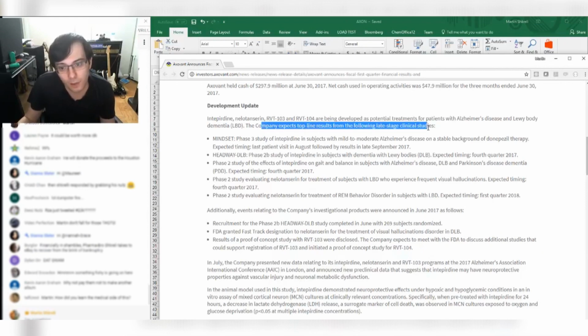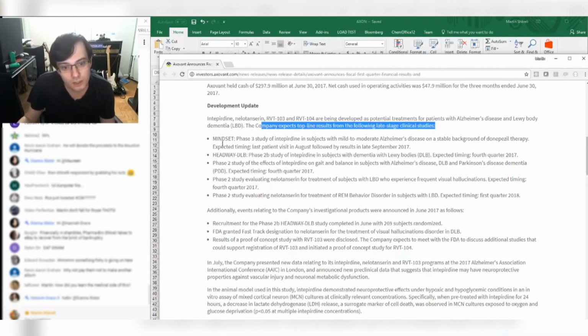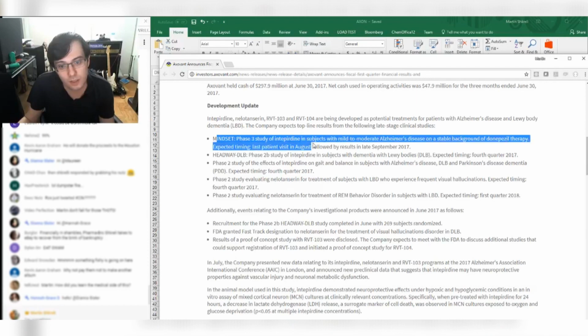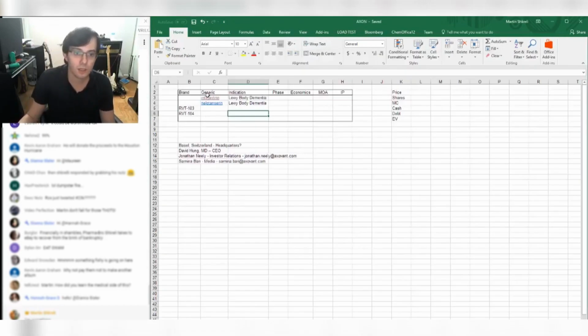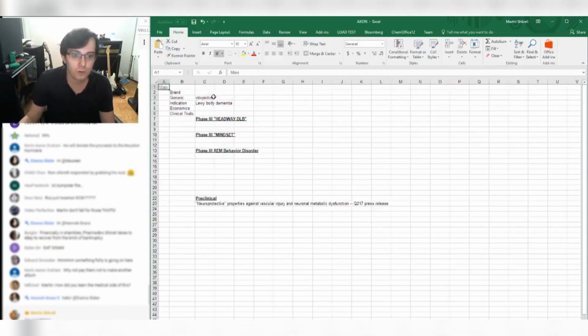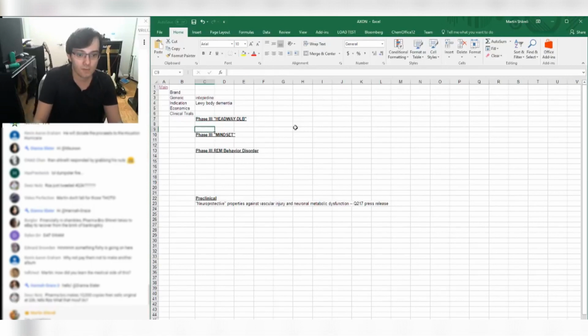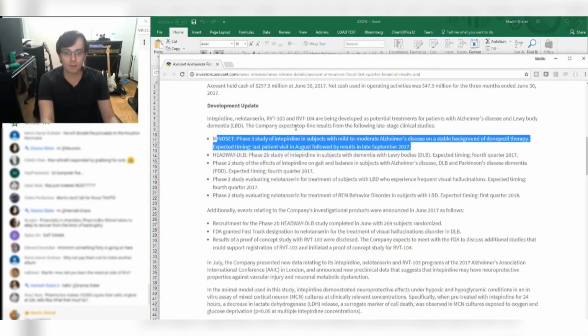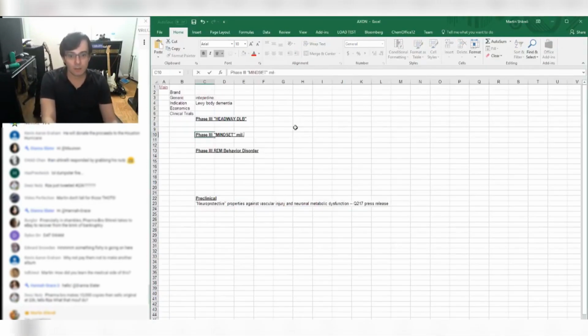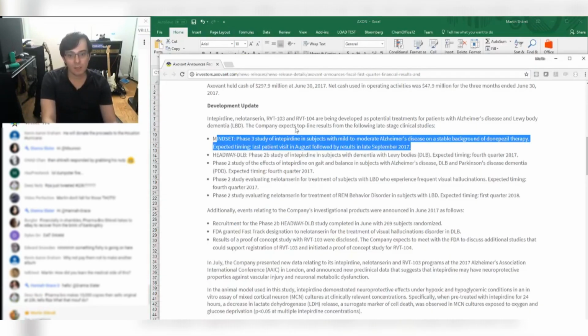The company expects top-line results from the following late-stage clinical studies. Mindset, a phase 3 study of interberdine in patients with mild to moderate Alzheimer's disease. Okay, so let's do that. Interberdine. Okay. So Mindset, phase 3 Mindset in mild to moderate Alzheimer's. All right, we're going to look into that really carefully.